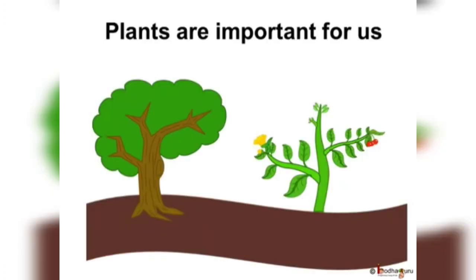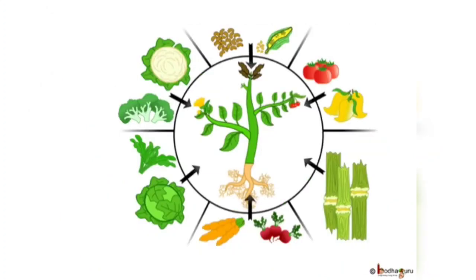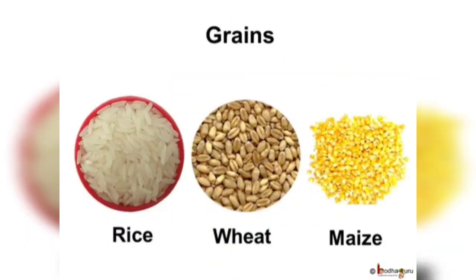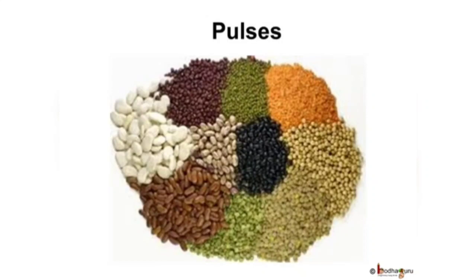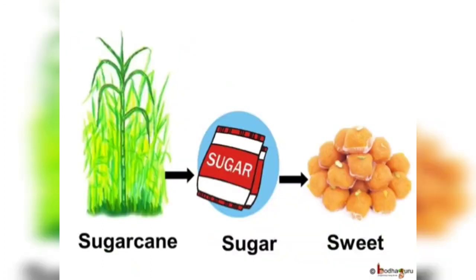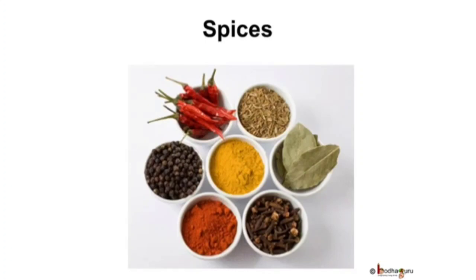Plants are very important for all of us. But do you know why they are important or how important they are? What all things do plants give us? I think you all must be knowing that most of our food like fruits, vegetables, grains like rice, wheat, pulses like gram, beans, and tea, coffee, sugar, and spices come from the plants.